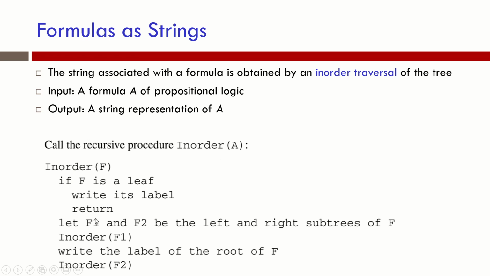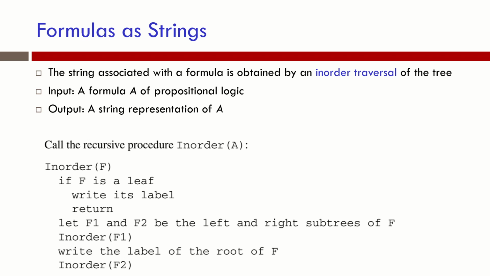Since it is a recursive function, to exit from this function, the condition is the formula should be a leaf. When the formula is a leaf, we write the label and we return. If the formula is not a leaf, then we perform in-order traversal on the left and the right subtrees of F. So we perform in-order on F1, then we write the label of the root of F, and then we perform in-order on F2.